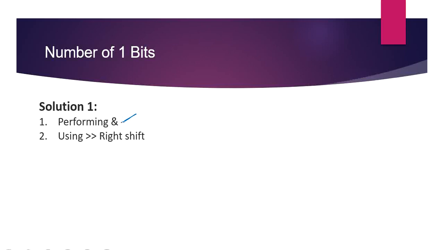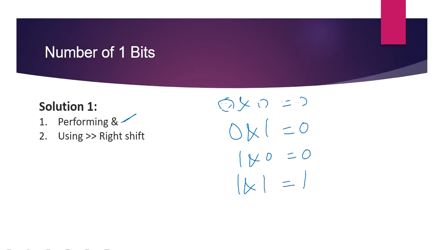What would AND do? Basically, if it is 0 and 0, it is going to be 0. If it is 0 and 1, it is 0 again. If it is 1 and 0, it is 0 again, and 1 and 1 will only give 1. So we are going to perform the AND operation with 1 on every bit of the number. It will return 1 if the bit is a 1, so then the answer will be counted. If not, it is a 0, and we don't have to increment the counter.